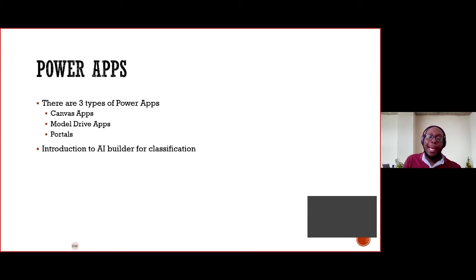After that, in the next session, we handled the different types of Power Apps. In the same session, we talked about how the Power App part is divided into three: Canvas apps, model-driven apps, and portals. And we also talked about AI Builder for classification.